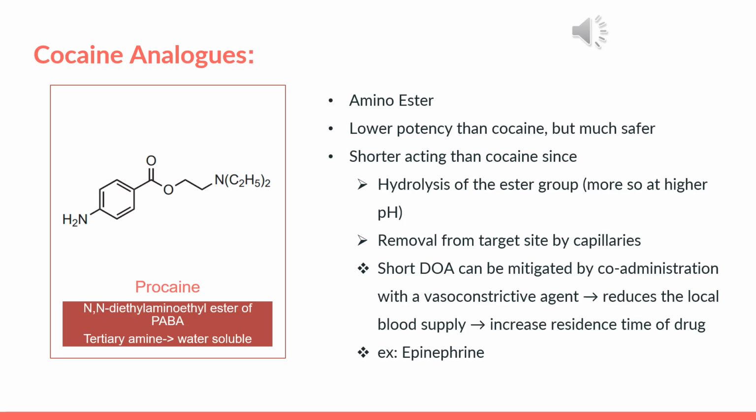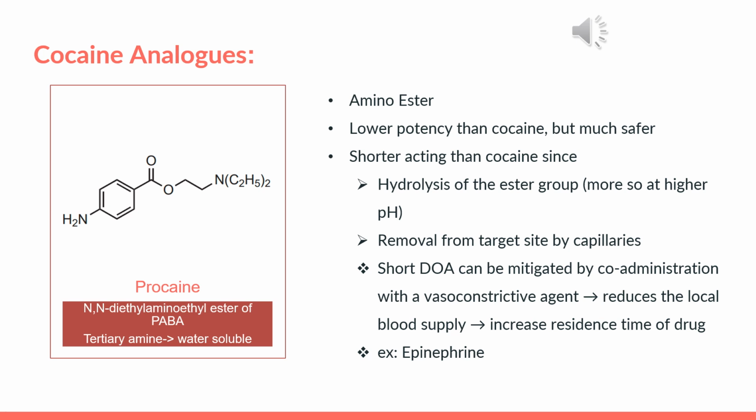Procaine is an N,N-diethyl amino ethyl ester derivative of PABA. It is less potent than cocaine but much safer, and is also shorter acting because of the hydrolysis that occurs at the ester group, especially at higher pH, as well as their removal from the target site by capillaries.